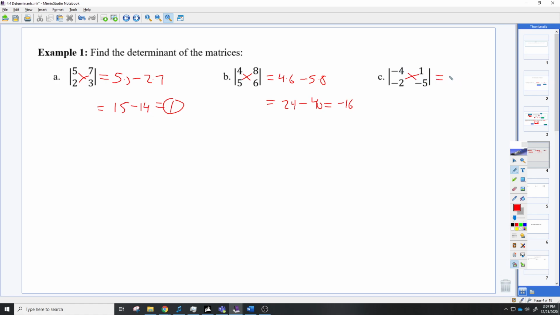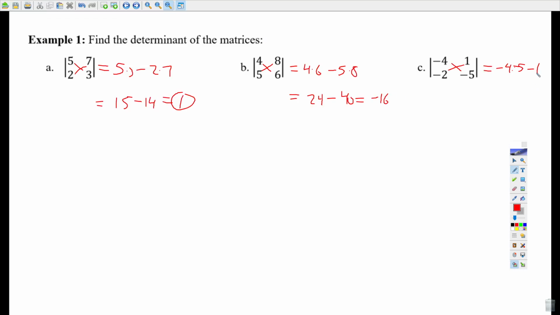So negative 4, negative 5. Oh man, messed that up. Negative 4 times negative 5 minus negative 2 times negative 1. So be careful there. Negative 2 and positive 1. So this part here becomes a positive 20 minus, don't forget, we have a negative 2 times 1, which is a negative 2. So this will also turn into a plus, and we get 22.